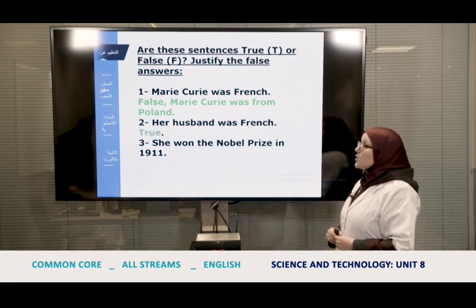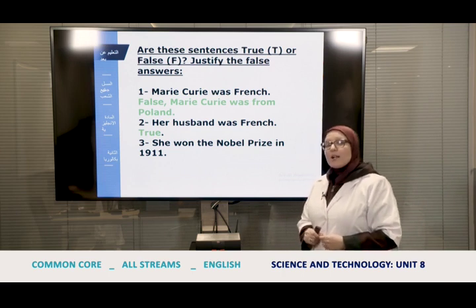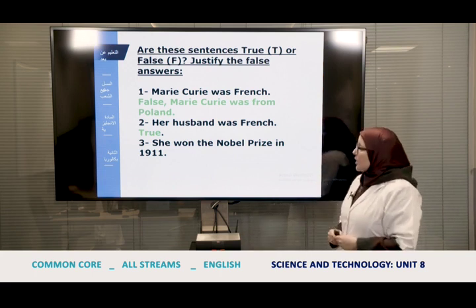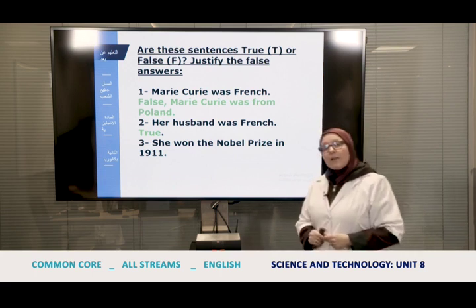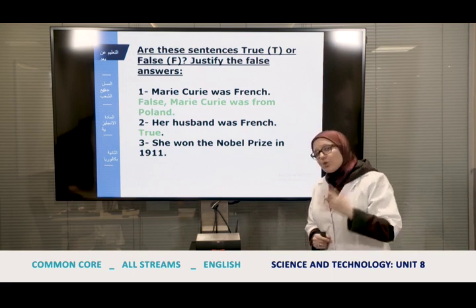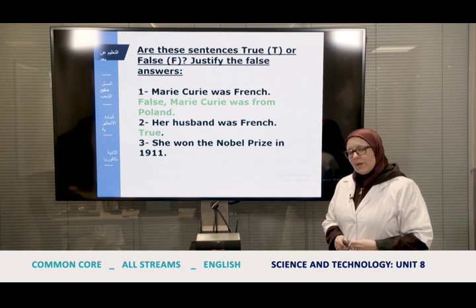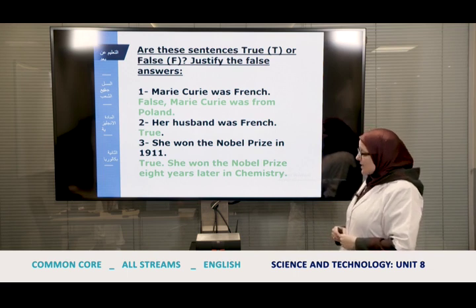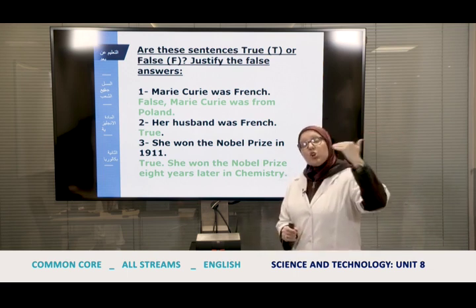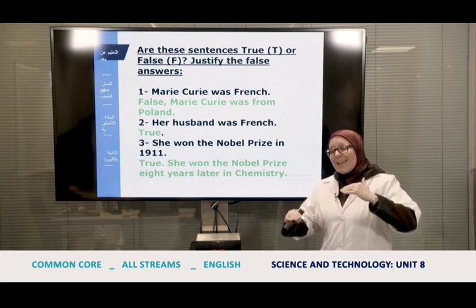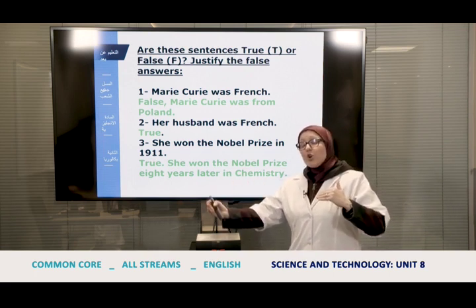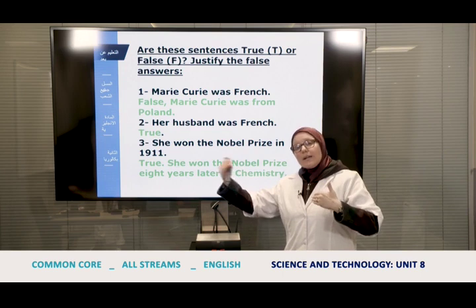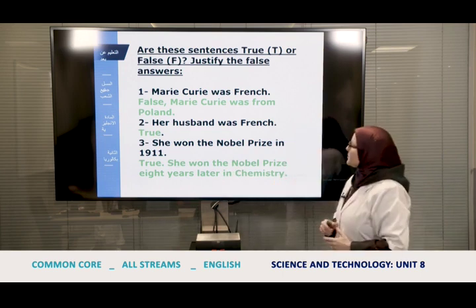The second one, her husband was French. Yes, true. Her husband was French and she lived with him in France. Number 3, she won the Nobel Prize in 1911. Do you think that this information is true or false? Of course, it's true. She won the Nobel Prize 8 years later in chemistry. The first Nobel Prize was in 1903, and 8 years later she won another Nobel Prize in chemistry. So if you add 1903 plus 8, it gives us 1911.